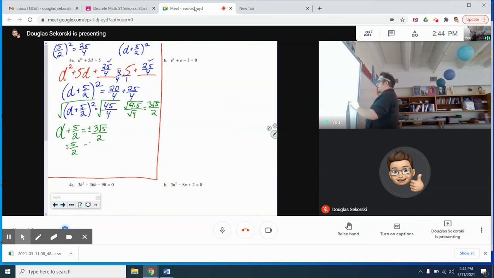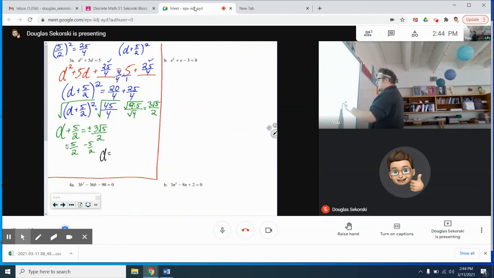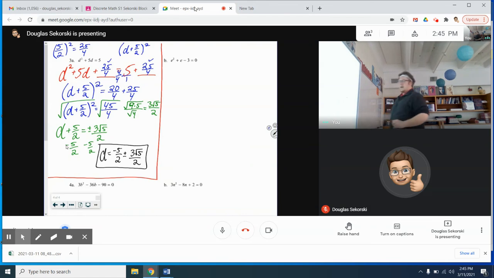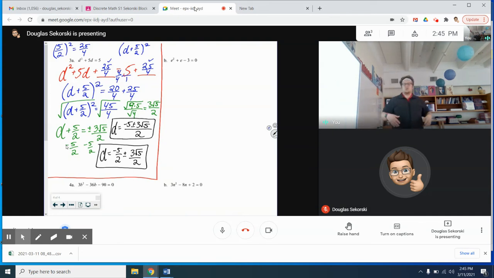And I'm going to subtract 5 halves away from both sides. And your final answer should look like this, okay? d equals negative 5 halves plus or minus 3 root 5 all over 2. And if you're feeling fancy, you can write that as one big fraction like this. Right? d equals negative 5 plus or minus 3 square roots of 5 all over 2. So if you needed to manipulate this solution some more, I would go with that rewrite. But if you're just looking for an answer, that one is A-okay.